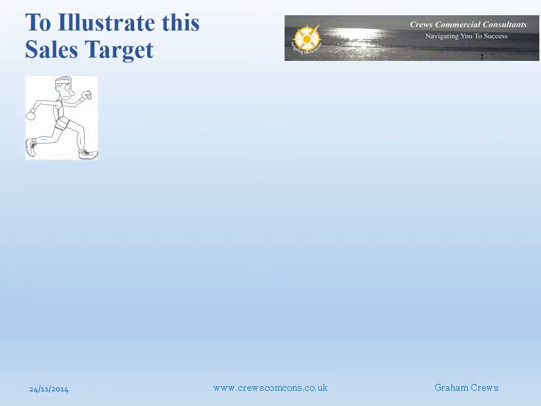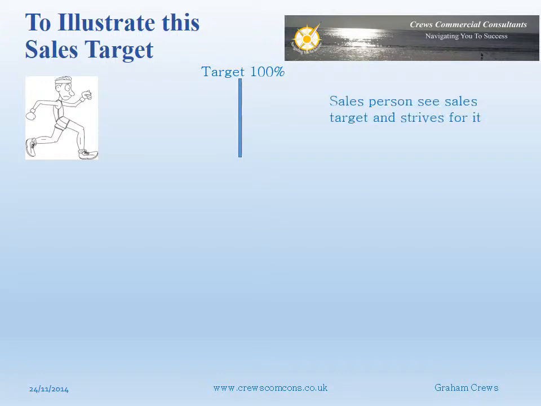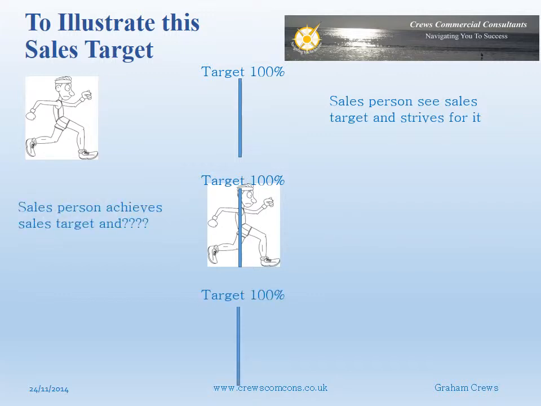It's key to illustrate the difference between a sales target and a business plan. So the traditional sales target, you have the salesperson, he or her, although it does look like a he in that illustration, sees a sales target of 100% and strives towards it. 100% target and they've got it. Excellent. First one to get there.